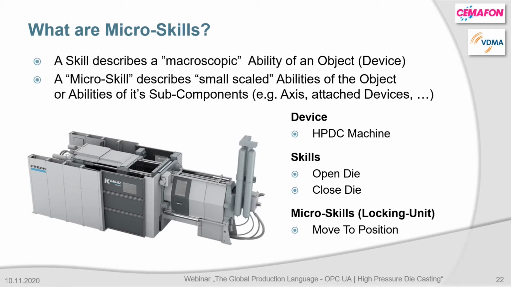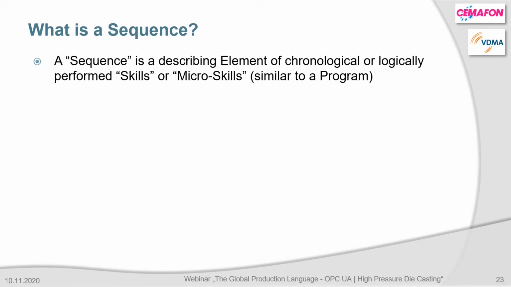We need this since some of our automation efforts inside of the cell need micro skills as well, not only bigger abilities, but smaller abilities to move, for example, a specific axis. So how do we automate a system then? We want to use something like sequences.